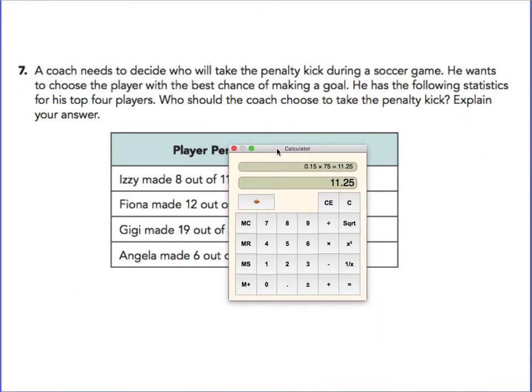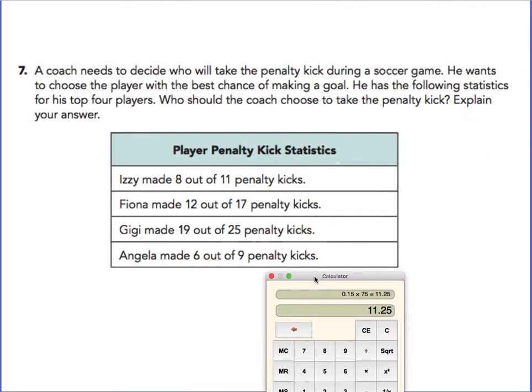All right, I think we're going to need our calculator out here. So this one is about penalty kicks. It says a coach needs to decide who will take the penalty kick during a soccer game. He wants to choose the player with the best chance, keywords there, best chance, of making a goal. He has the following statistics for his top 4 players. Who should the coach choose to take the penalty kick? Explain your answer. So when we look at this, we want to look at who has the best percent.